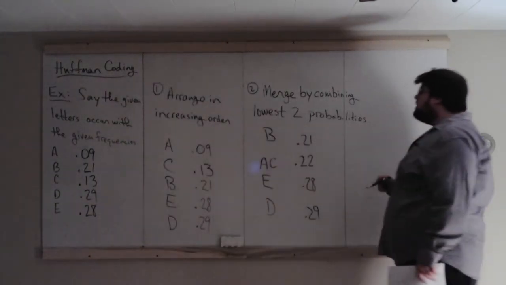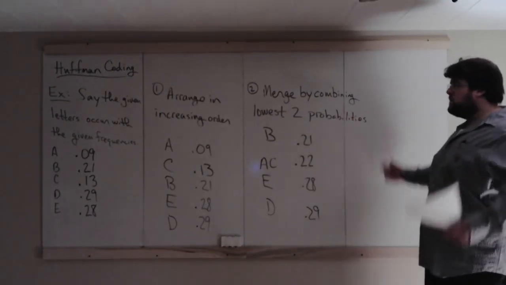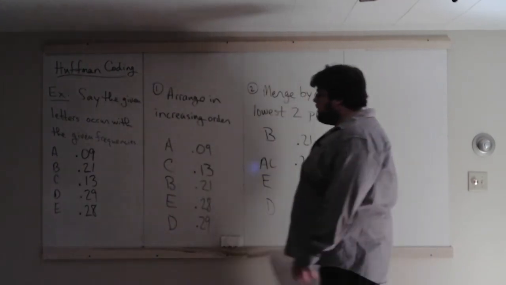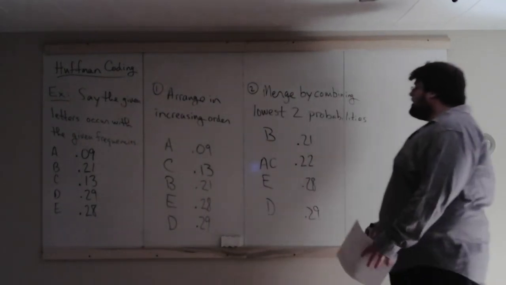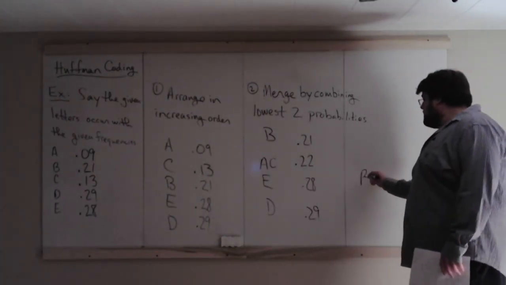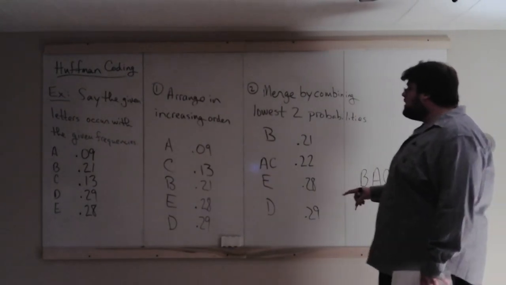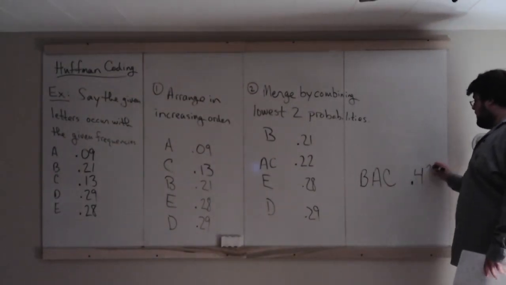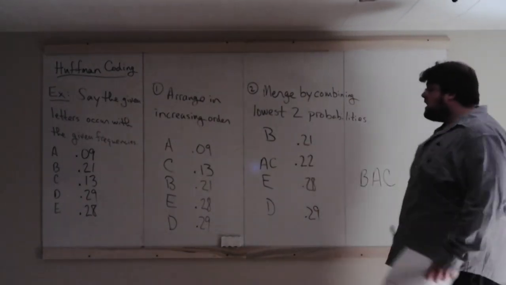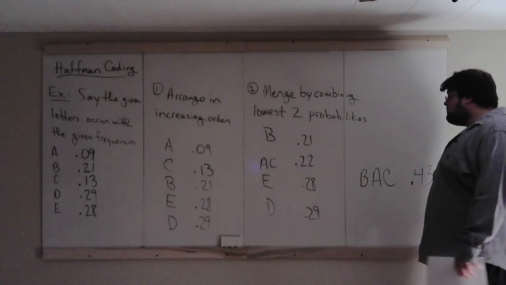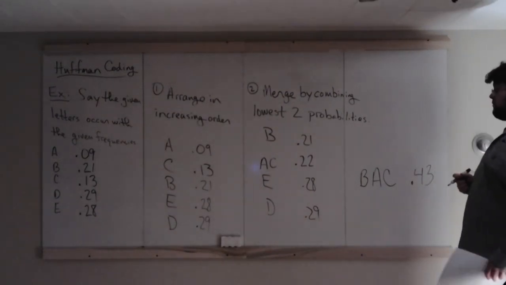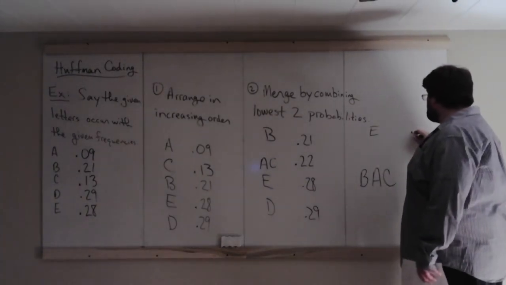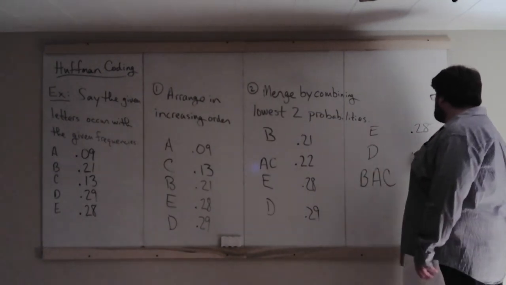How are we going to do that? Well, next we have the lowest two are B and AC. Remember, when we're doing this combination, we're always going to want to write them in increasing order. This method won't work if we don't write them in increasing order. So next, we have BAC, and we're again going to write the lower one on the left. B, A, and C add to 0.43. Well, that takes care of B and AC, but now we need to write E and D. We're not combining them yet. E and D are 0.28 and 0.29. Those are both less than this, so these are going to go above it. So we have E at 0.28 and D at 0.29.